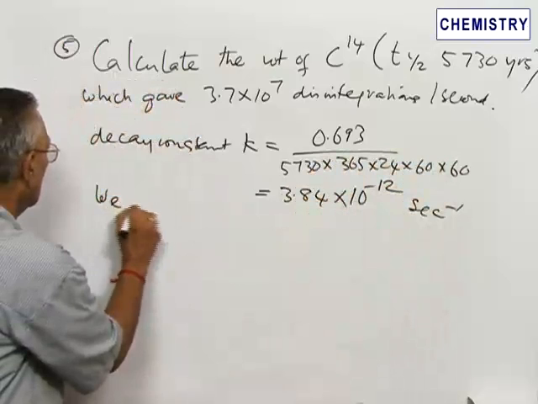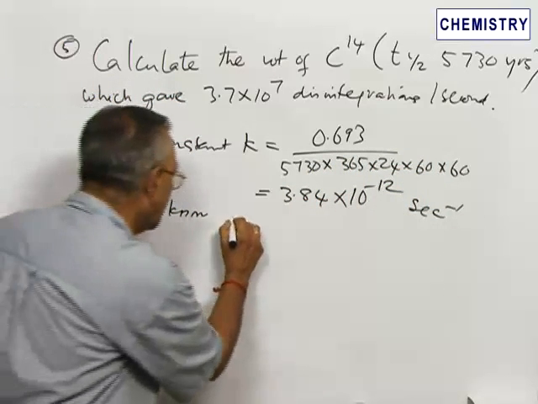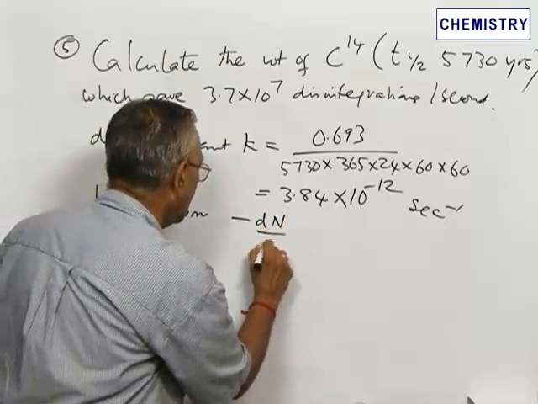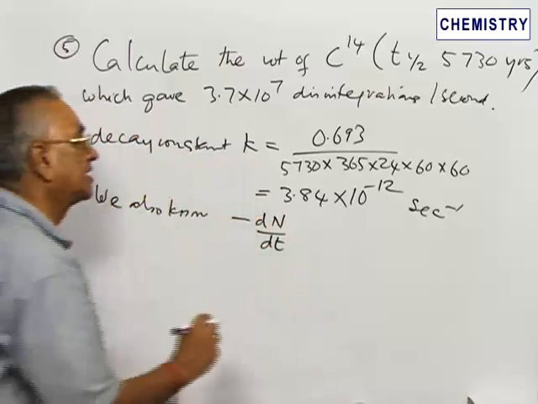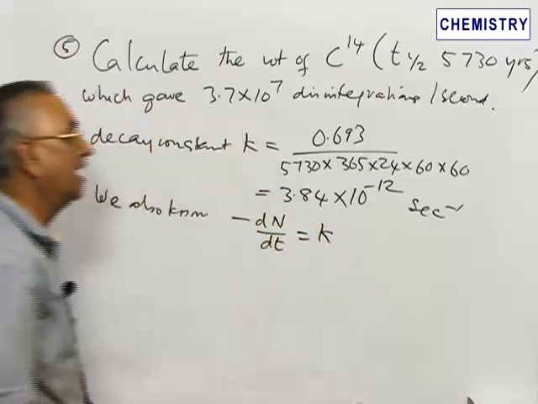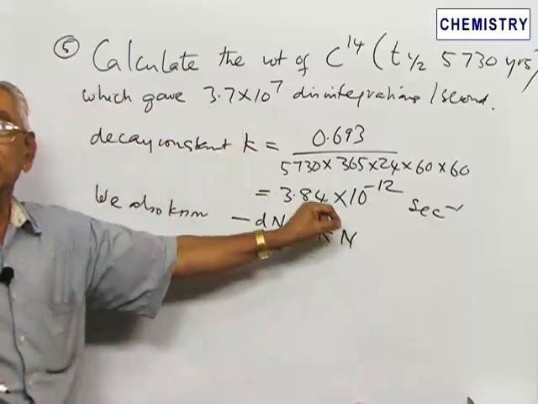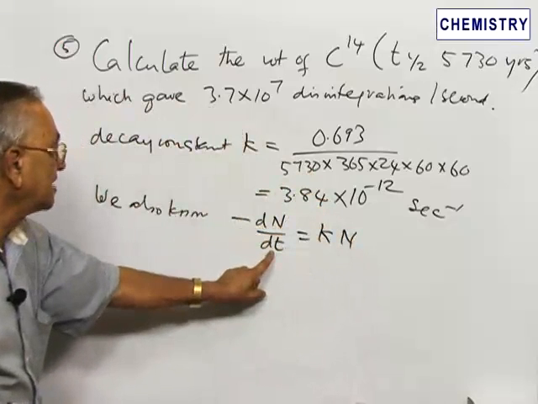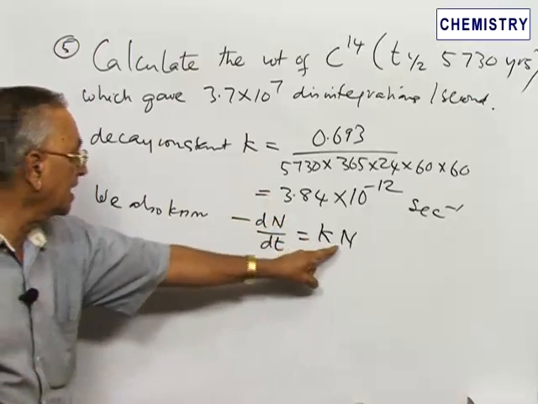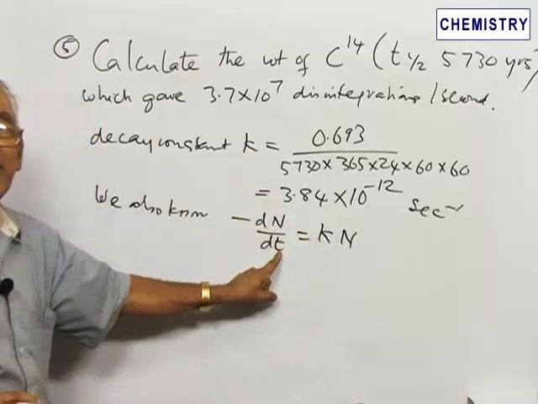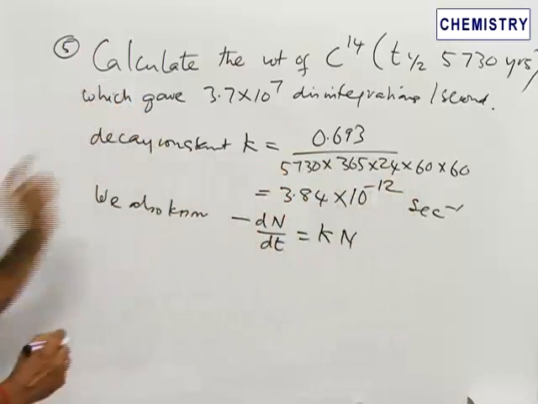We also know another very important thing, that minus dN by dt, that is the rate of decay of radioactive particles, is equal to K times N, where N is the number of atoms or number of particles present at a time t. The most important things are N and t, where N is the number of particles present after a time t. T may be in seconds or years, as the case may be. We have now converted it in terms of seconds.